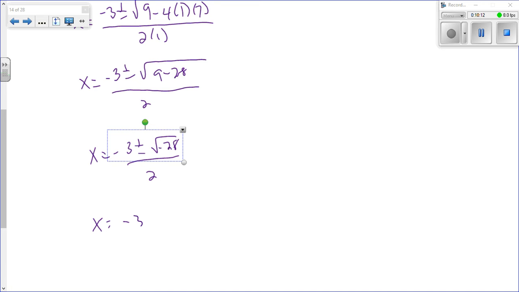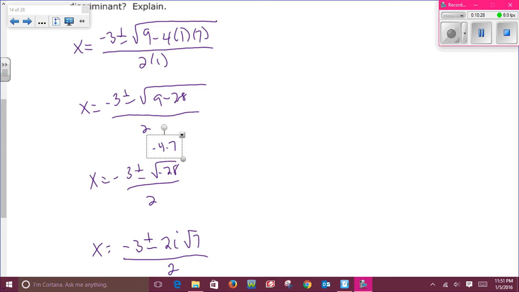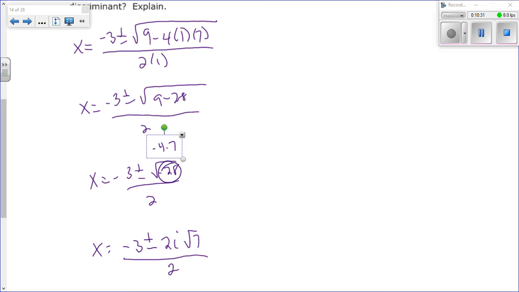So x is equal to negative 3 plus or minus, this is negative 4 times 7. So it becomes 2i radical 7 all over 2. Alright, we need to take a step back here. I didn't actually subtract in this step. That should be negative 19. So I don't actually have to do that. And let me rewrite my answer as x equals negative 3 plus or minus the square root of negative 19 all over 2.